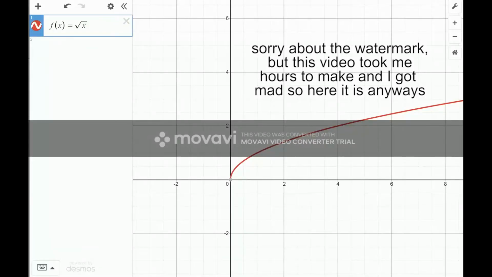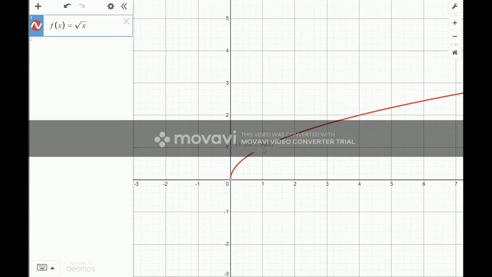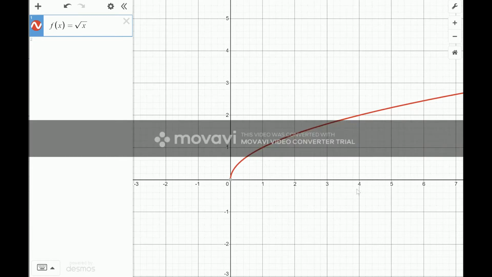Okay, so here's what this graph looks like. f of x is equal to radical x. You can see here that the graph starts at the point (0, 0), and it goes to the point (1, 1), because the square root of 1 is 1. We also see that at the point where x equals 4, the square root of 4 is positive 2.